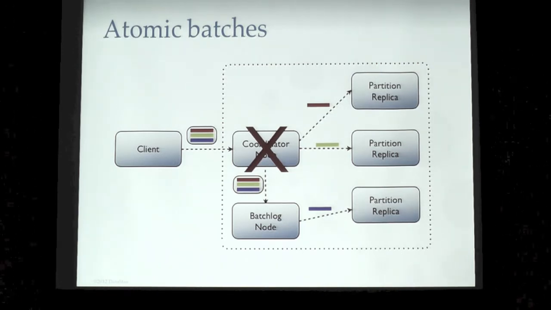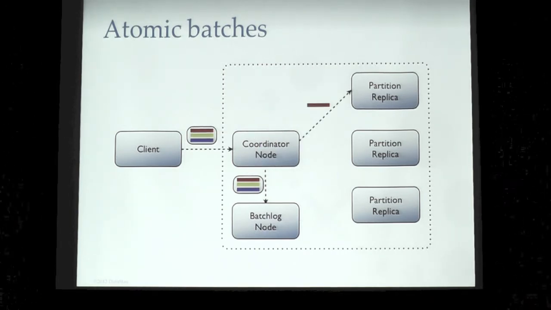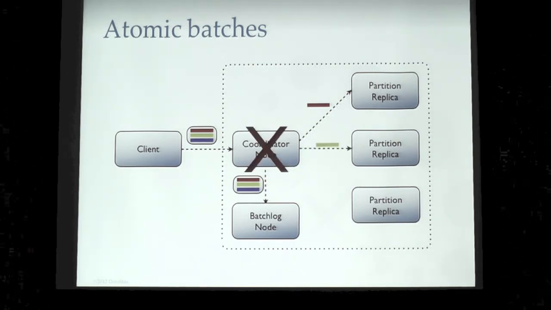But it's not isolated. So I can read the red row before the yellow and blue rows are written. So I'm not providing isolation, but I am giving you atomicity.